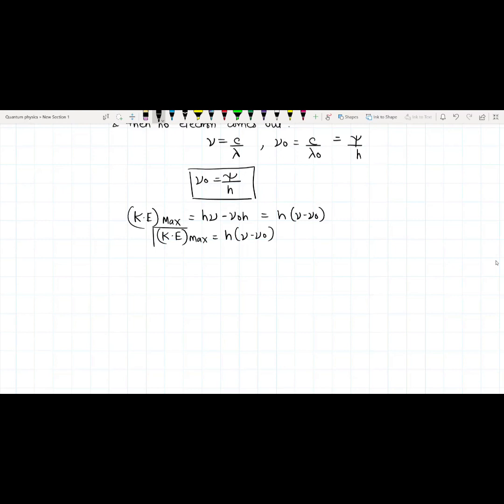Probably in the next lecture, we are going to talk about the experimental setup of the photoelectric effect, how we are going to perform this experiment in our laboratory. Till then, thank you very much.